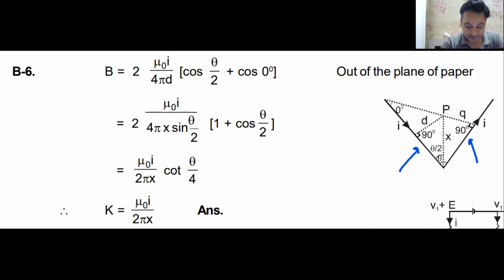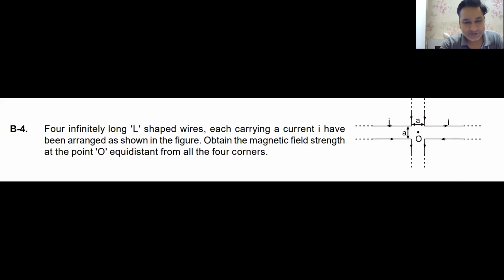Okay, then I'll have to do one more problem because I was just moving ahead, but now I got stuck. These are the type of problems which you will find in JEE. Four infinitely long L-shaped wires, each carrying current I, have been arranged as shown in the figure. Obtain the magnetic field strength at point O, equidistant from all the four corners. Interesting, no?